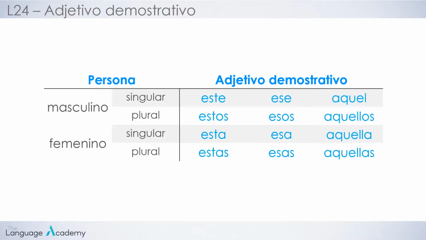And although this might seem like a lot of new words, please notice how they follow the same pattern as the definite articles. For example, el, like in el niño, has an e. Then we have los niños with os. La niña and las.